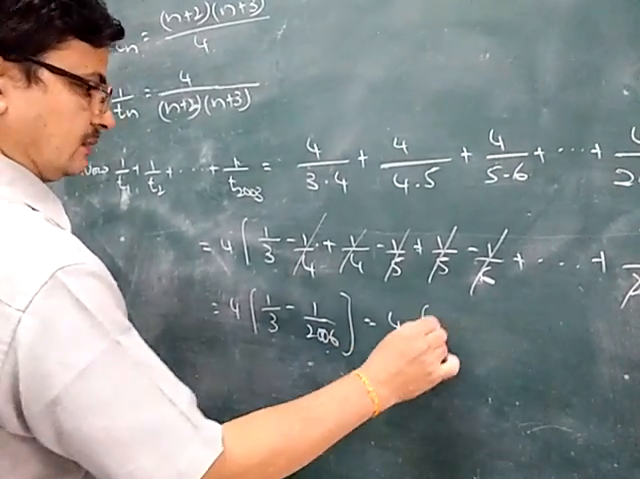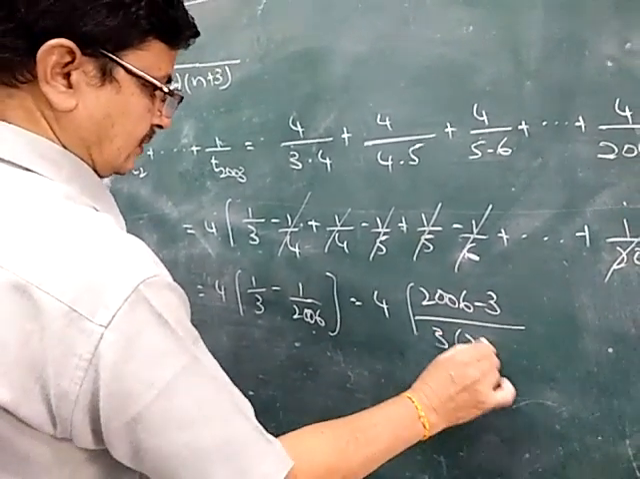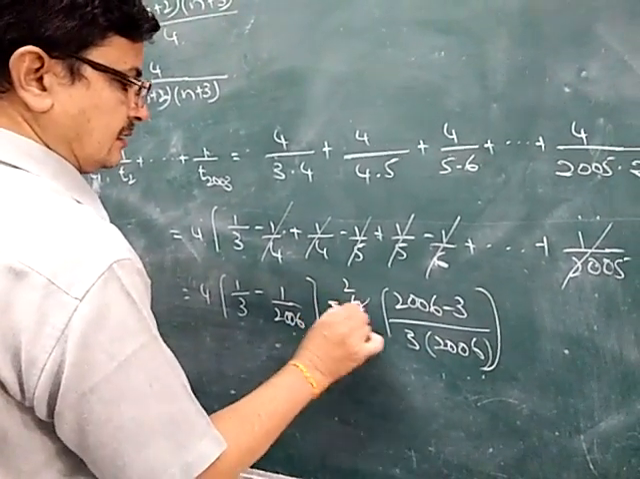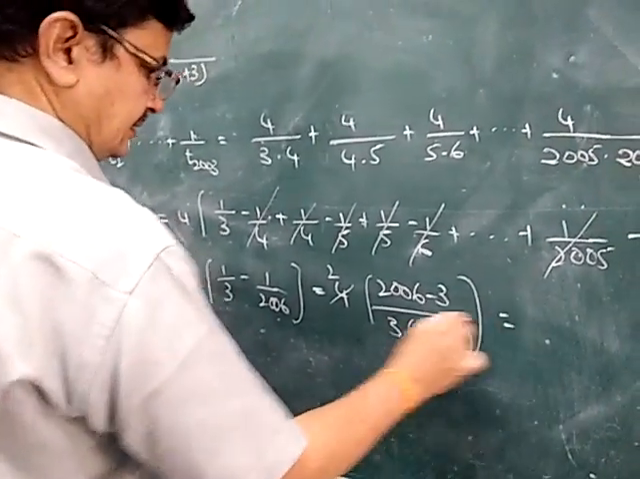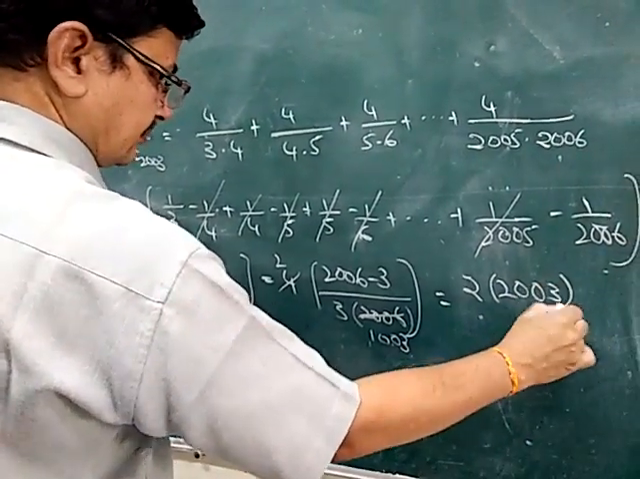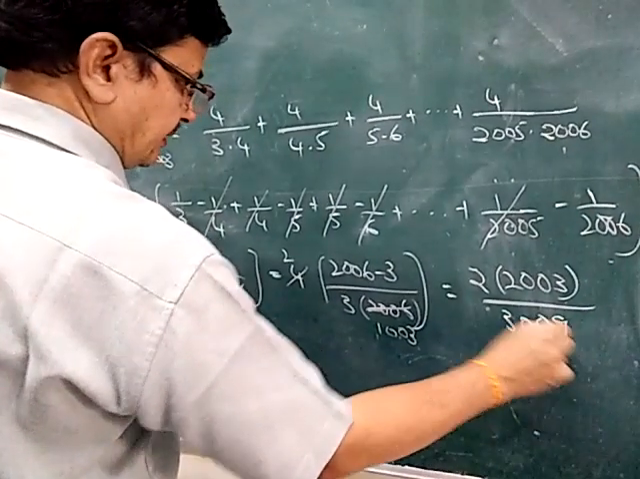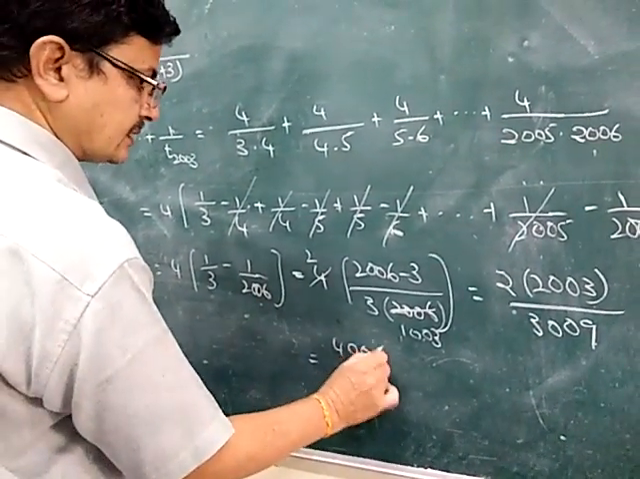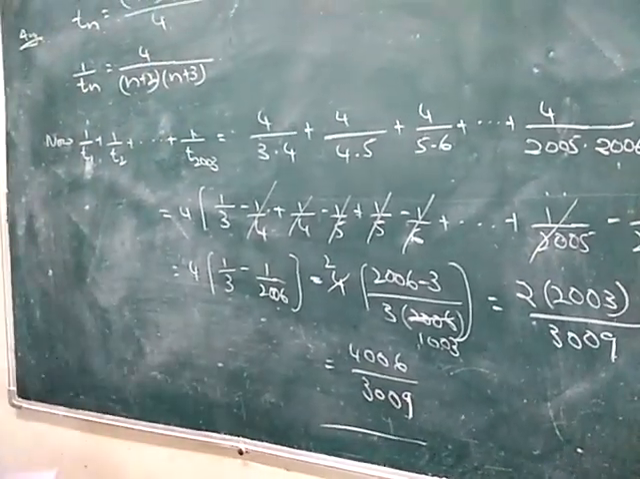That is 1 by 4 into 2006 minus 3 by 3 into 2006. Here 2 is cancelled, 1003, and this is 2 into 2003 by 3009, and multiplying with this one, that is 4006 by 3009 is the answer.